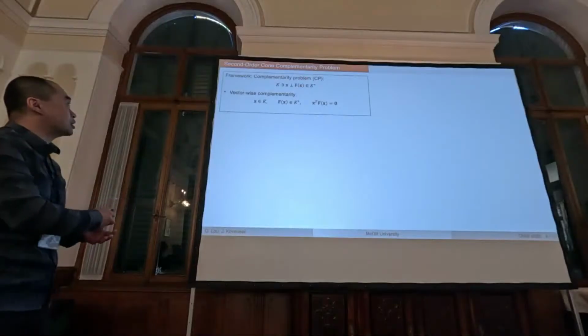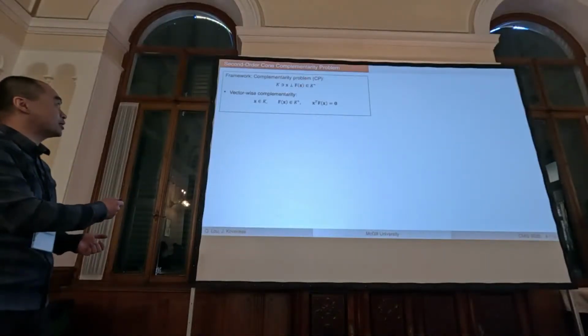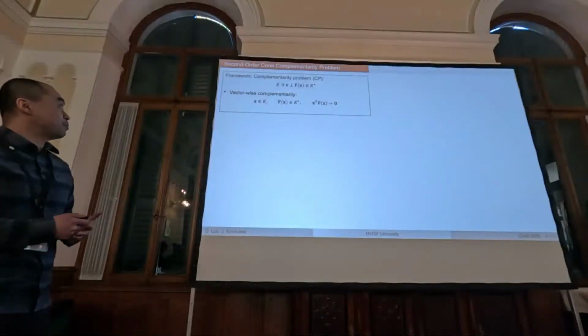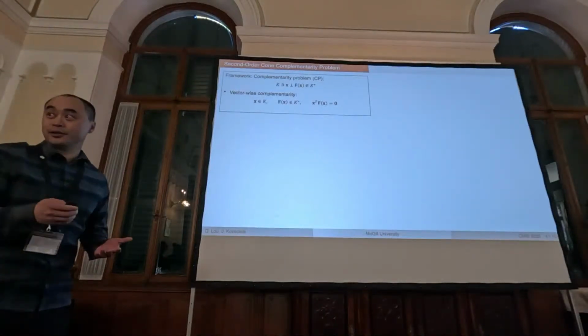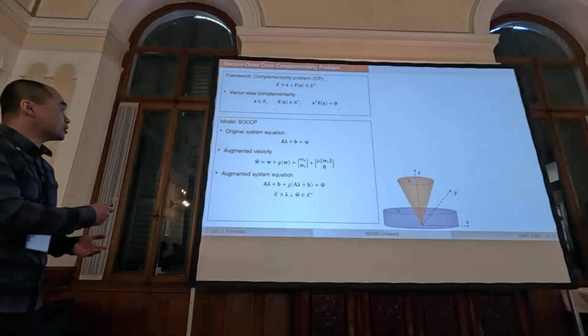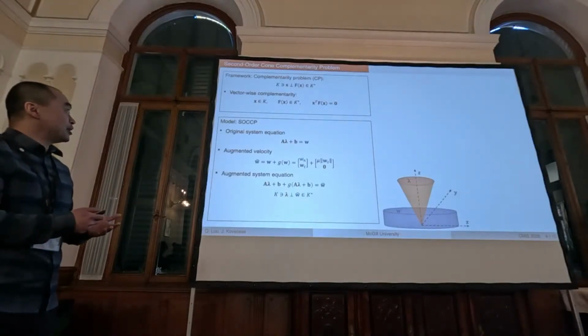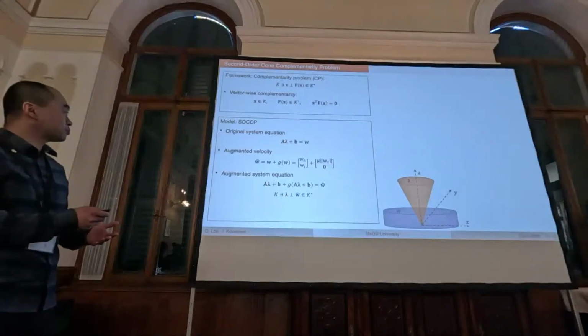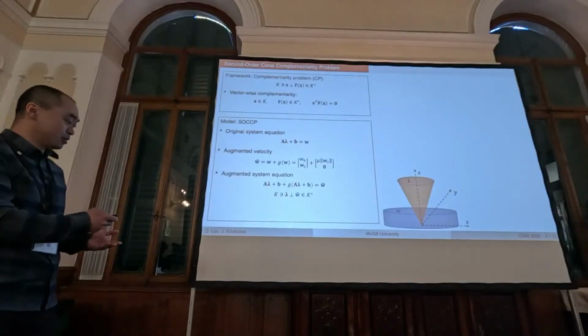So when we build a model, it means how we represent those 2 relations together within a mathematical framework. The complementary problem, CP, is a general mathematical framework that defines a variable x and its mapping f. It imposes 3 conditions: x lies in a cone, f lies in a dual cone, and they are orthogonal, forming this vector-wise complementarity. SOCCP is a contact model fitted in the CP framework, where lambda is the variable, while W is the mapping from this system equation.